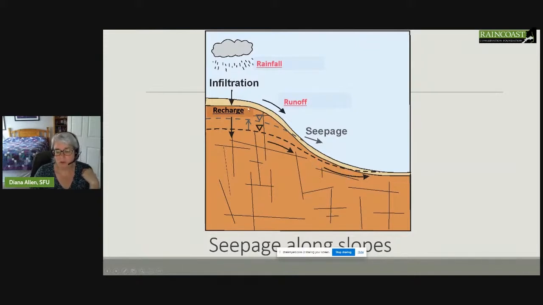But in this situation, we're on a hill slope, and the water table during the time of the year where there's not a lot of precipitation ends up intersecting the land surface down here. But during the rainy season, the water table intersects the land surface up here, and so we end up seeing seepage. And so groundwater is discharging along this slope.